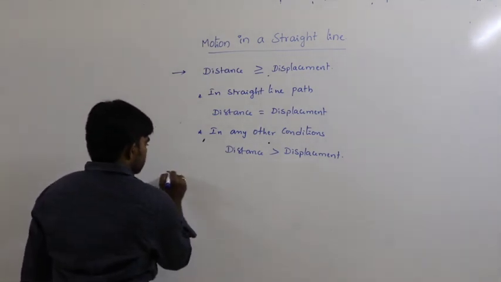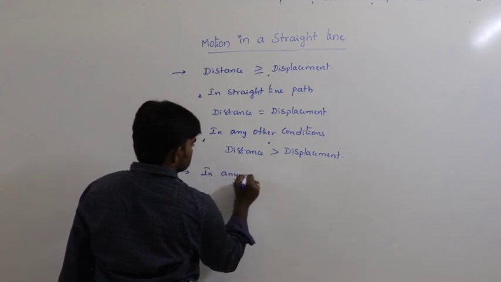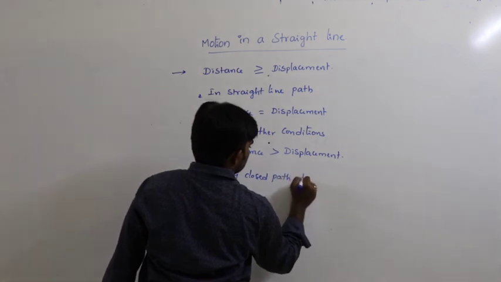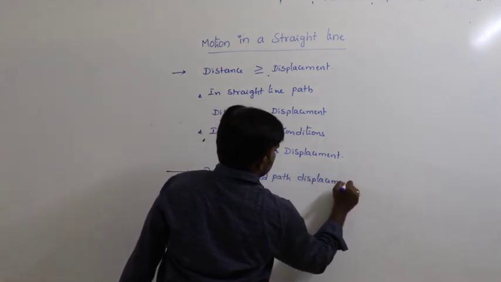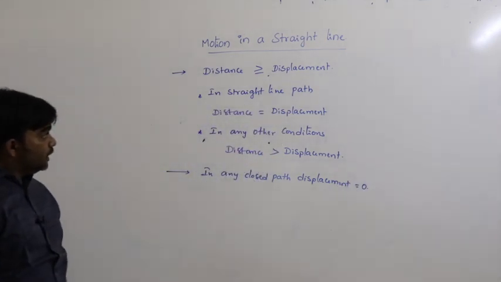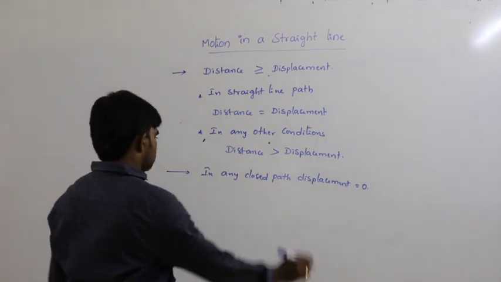So the second condition is, in any closed path, displacement must be equal to 0. In any closed path, the displacement of the body must be equal to 0.